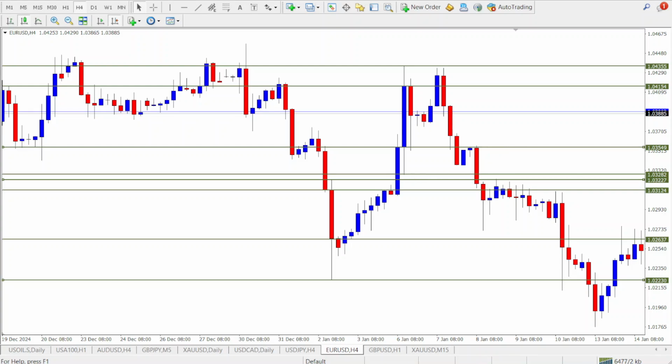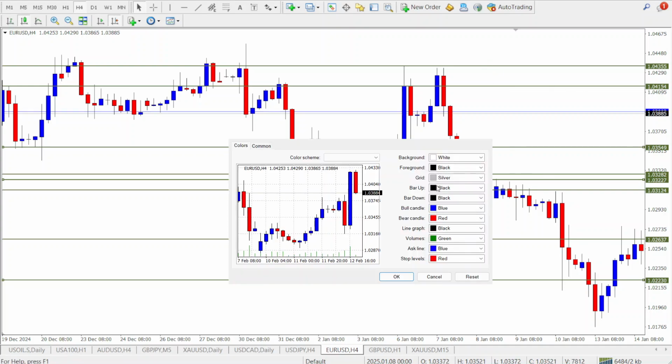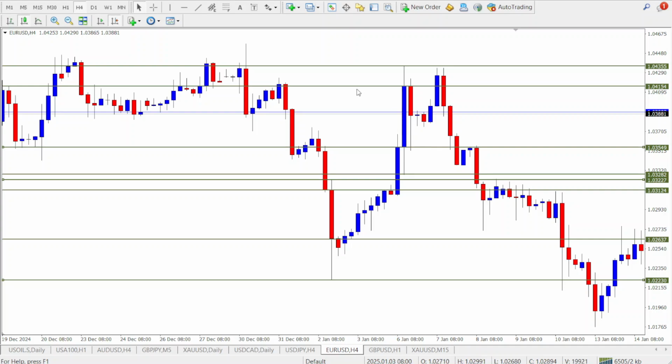Okay, and then the color. You can actually change the color if you want. You can go to properties and then you can change the color of your candles if you wish. Okay, but basically using my template, the blue candle means that price closed higher than when it opened, while the red candle means that price closed lower than when it opened. Okay, now let's move on to the 3 most important candlestick patterns every beginner must know.